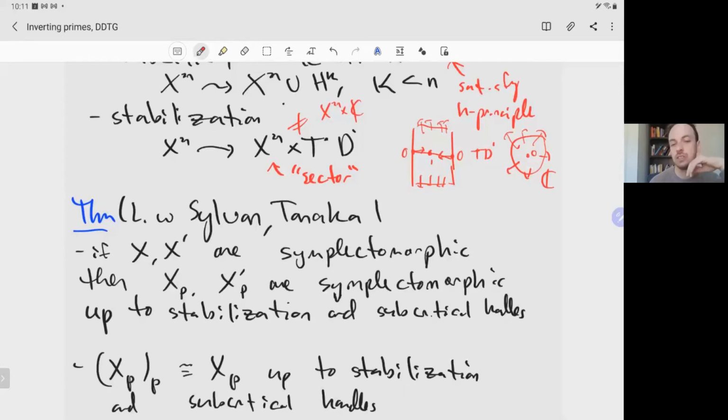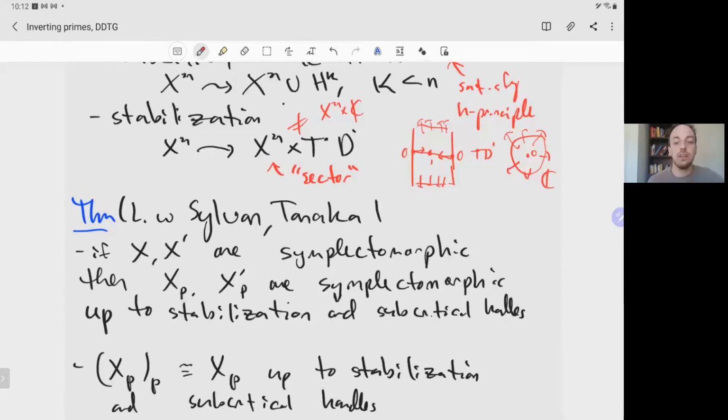Let me just say, one thing I'm working on is to classify Lagrangians in T*D^n up to stabilization, and basically only up to stabilization. Whereas if you don't stabilize, I have no idea what the set of Lagrangians in T*D^n is. So yeah, stabilization definitely helps you do this operation, which is this theorem with Sylvan and Tanaka, but I also think it helps address other questions like classifying Lagrangians. I think that's true. Okay.